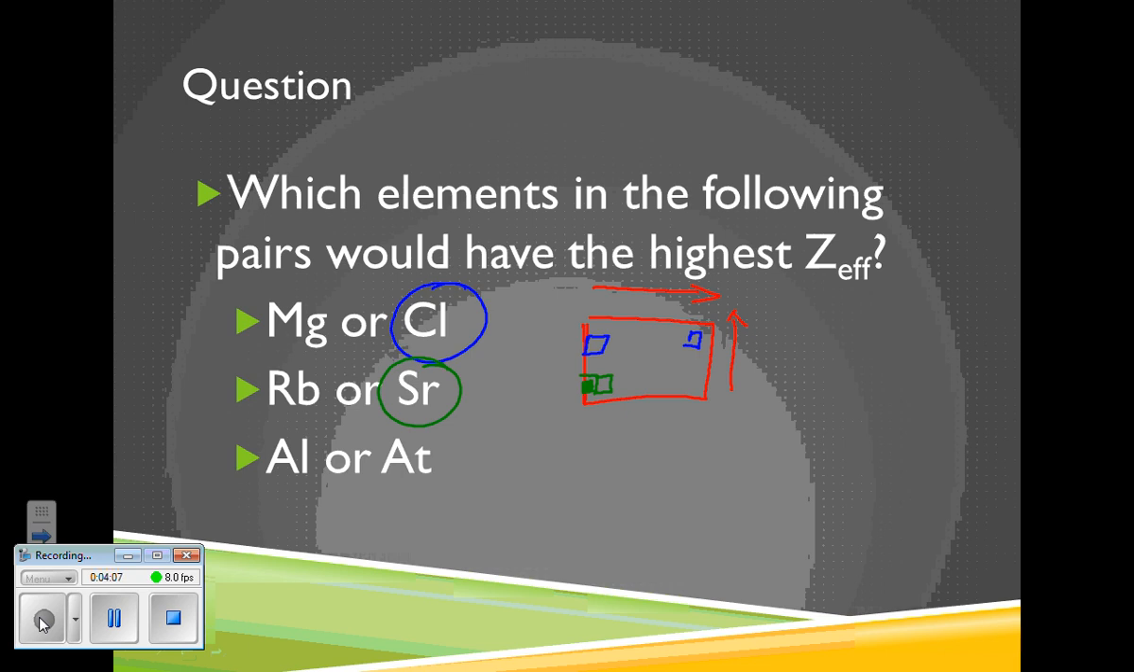Aluminum or astatine? Well, aluminum, and I'm going to use my white symbol, is right on the crooked line on my periodic table. And so aluminum is located right here, and I'm going to put it in white. And astatine is down here toward the bottom of the periodic table. Which one's closer to the top right? That would be aluminum. And so aluminum is our answer to that question.